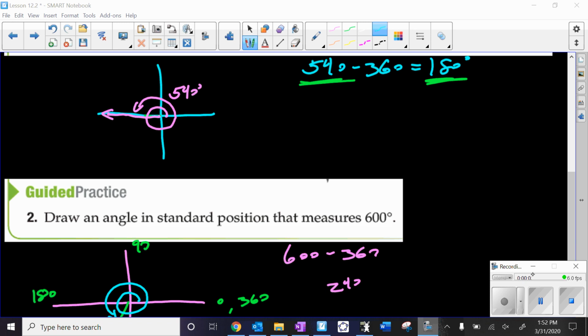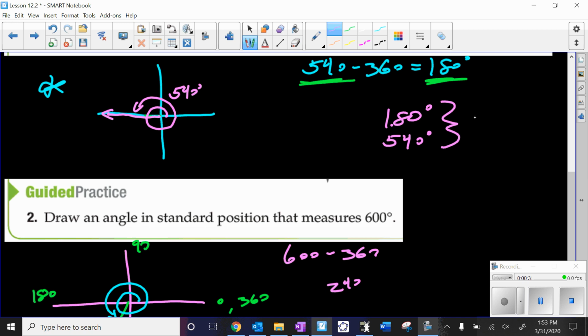The next example is very similar to example 2. I'm going to give these types of angles specific names. So looking back at this top example here, when we tried to find the location of 540, we actually found the location to be the same thing as 180. So 180 degrees and 540 degrees, we're going to call those coterminal angles.